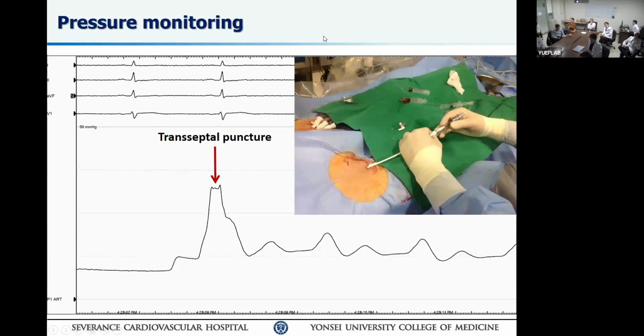Another way to confirm that you're in the right place is the pressure monitoring. Descending from the SVC to the RA, there will be minimal or no pressure. But as soon as the transseptal puncture is done, the LA form of the pressure monitoring will appear.